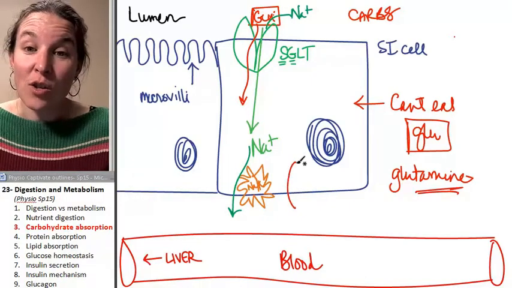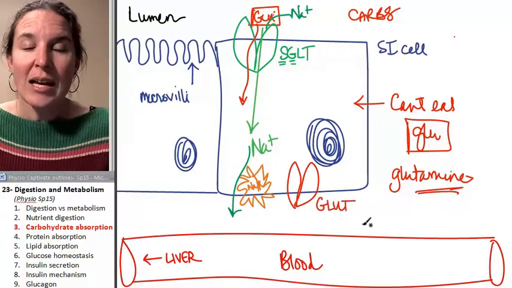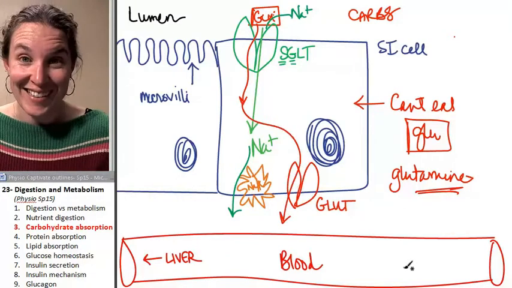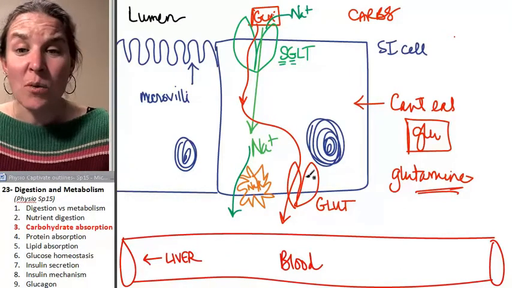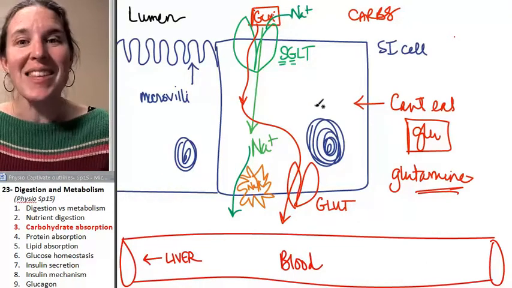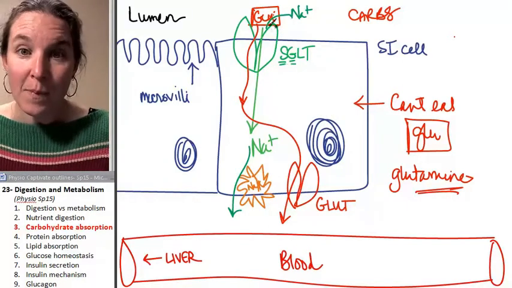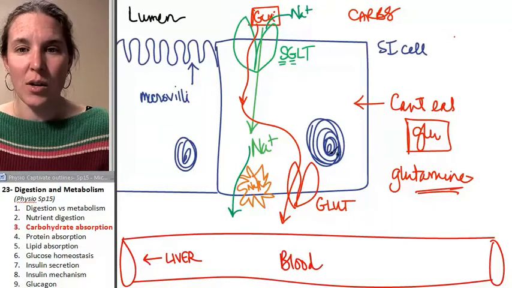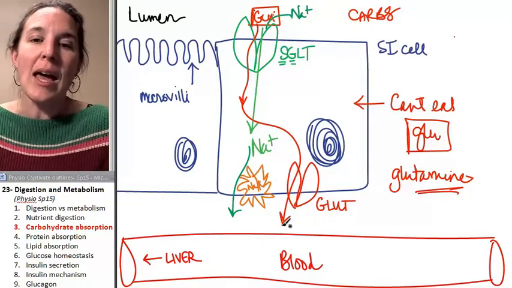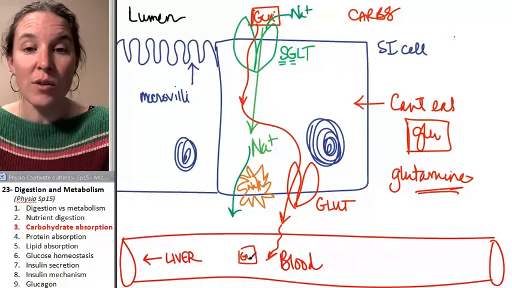All we have to do is throw a GLUT into the mix. Remember the GLUT transporters? GLUT transporters transport glucose down a concentration gradient. It'll go either way. GLUT will move things into the cell if necessary or out of the cell if necessary. So in this case, the cell can't eat the glucose, which means that you end up with tons of glucose. Let's go down the concentration gradient. GLUT will allow that to happen, and guess where the glucose goes? Into the blood. So now you have glucose in the blood.